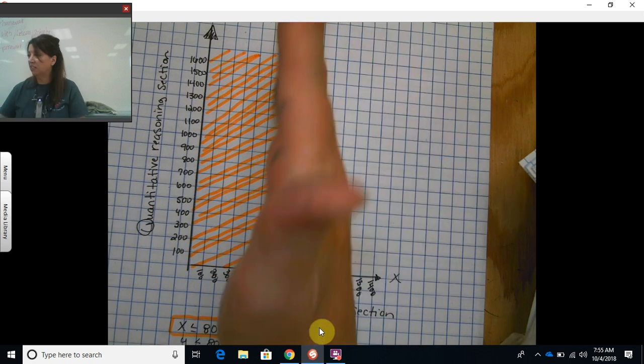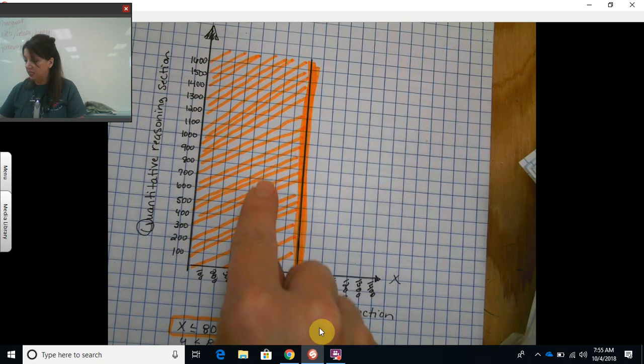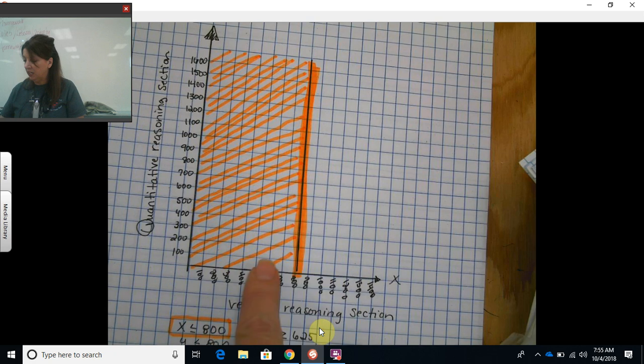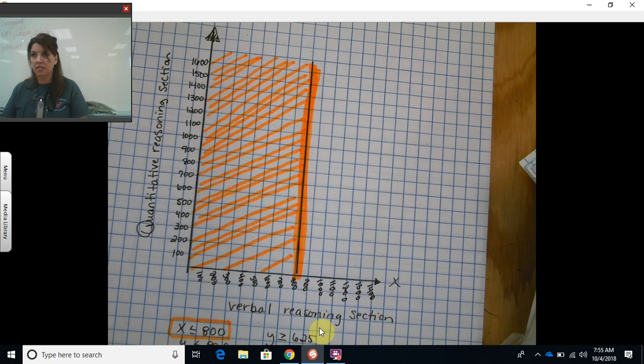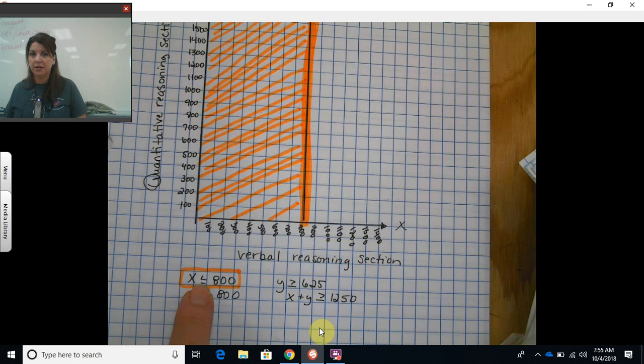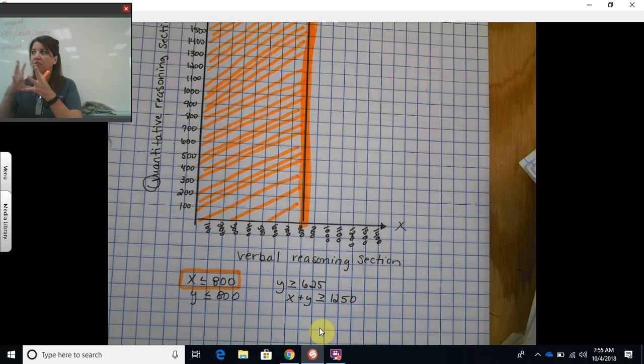Wait, is all of this supposed to be shaded? Everything to the left of that line is supposed to be shaded. Because any ordered pair in my shaded region would have a verbal reasoning score of 800 or less. No matter what ordered pair that I picked, even on the line, would have 800 or less. Now, this shading only makes that statement true: x is less than or equal to 800. Okay? I've got to shade all of them, and wherever everything overlaps, that's going to tell me the scores that I could get that would make everything that this school wants to happen.